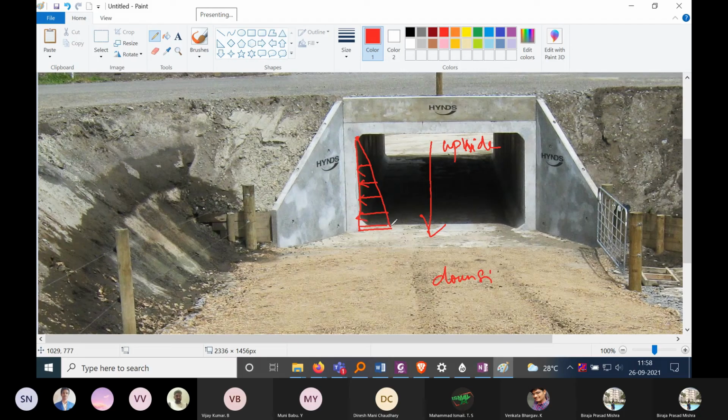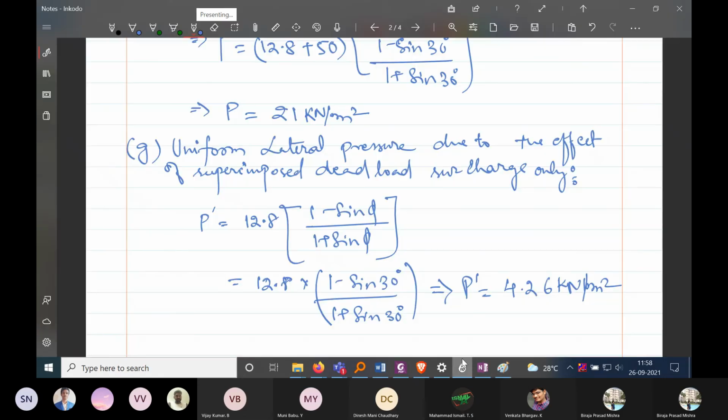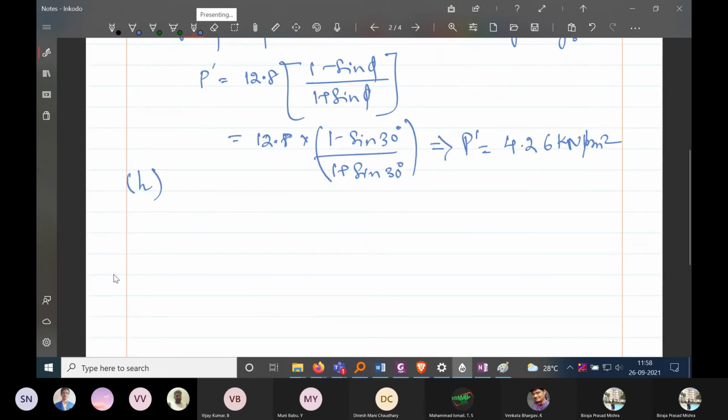That we need to calculate. Like here we have one triangular load, and here also we will have another triangular load, where the lowest value is 0 at the top, and at the bottom the maximum value we will find out now. So how will we find out that value? Let us say we are representing it as H.